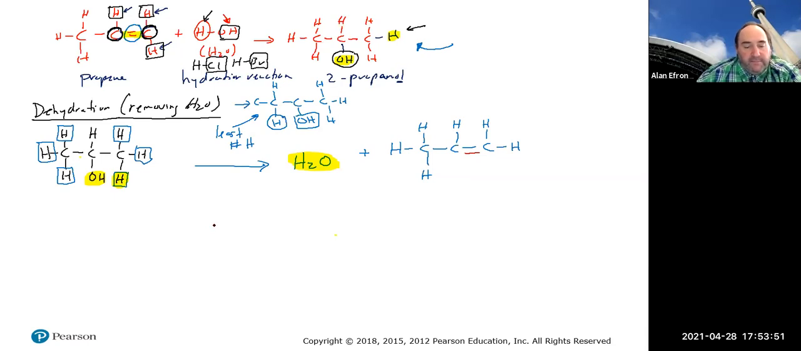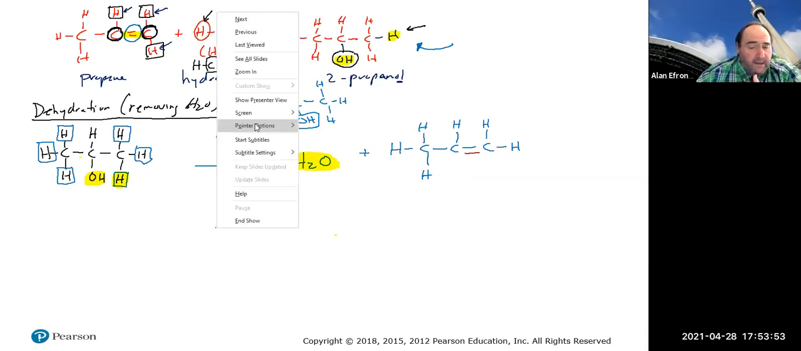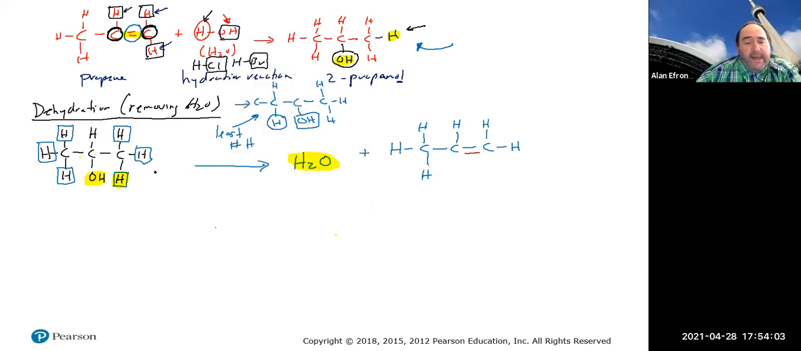So hydration, put the OH group on. If there's an option, the hydrogen always goes to the one with the most. And again, if there's not an option, then you can put it on whichever side. And in a dehydration, we take the water off, and that brings us back to an alkene here. Question on that there.